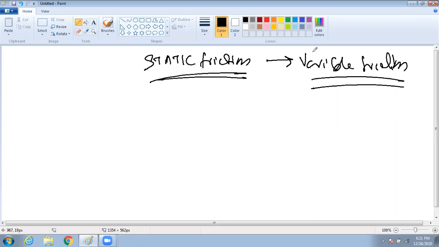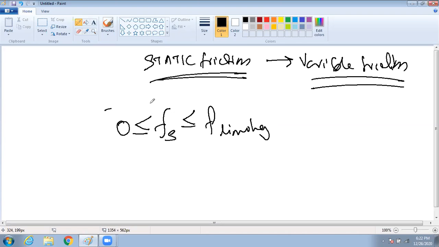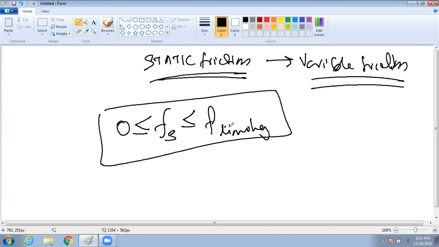Initially, when you start to pull an object, it is difficult. So the static friction will range from 0 to F limiting. What is F limiting? F limiting is the maximum static friction. That means static friction is basically a range. It starts from 0 to F limiting. F limiting is the maximum static friction. The maximum static friction is called F limiting.